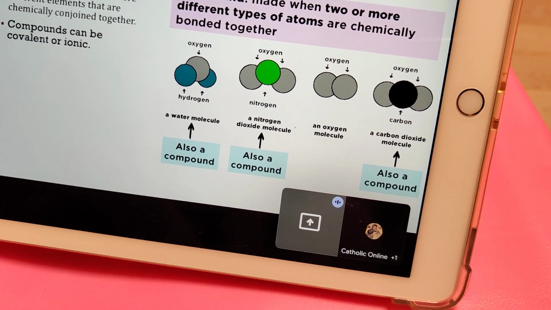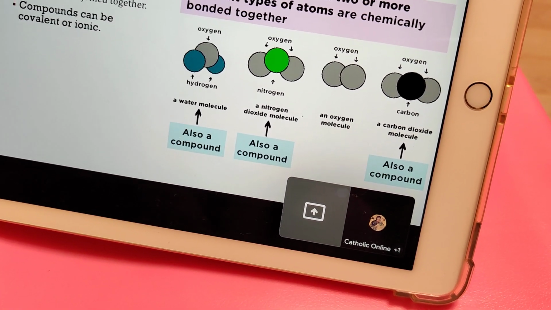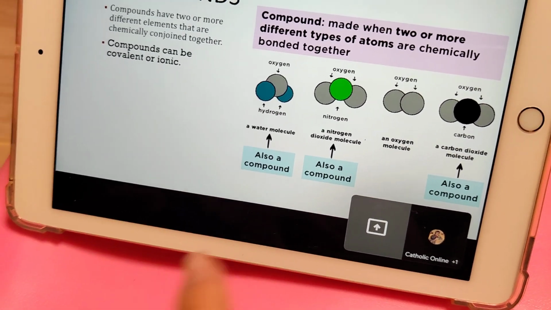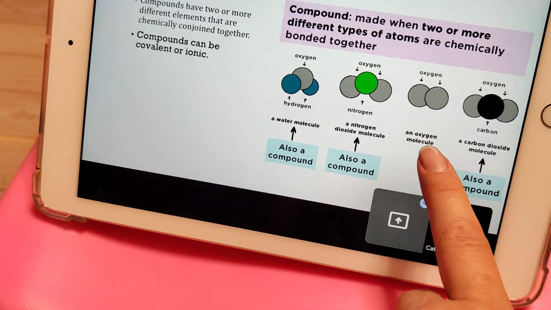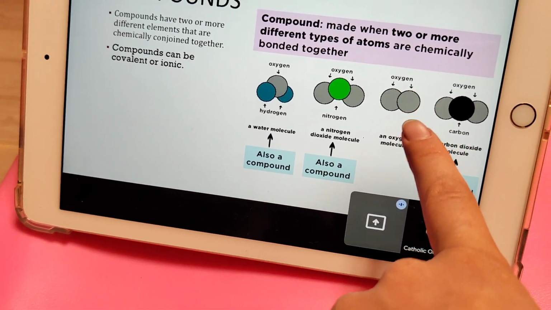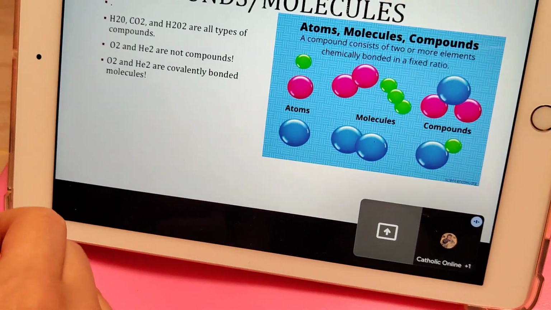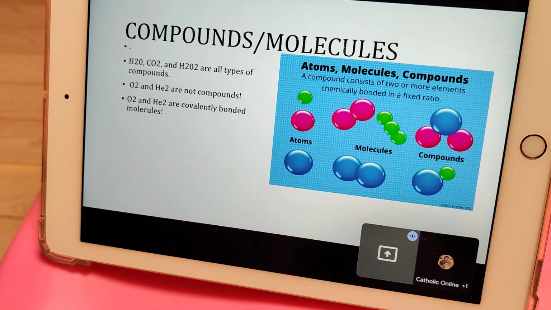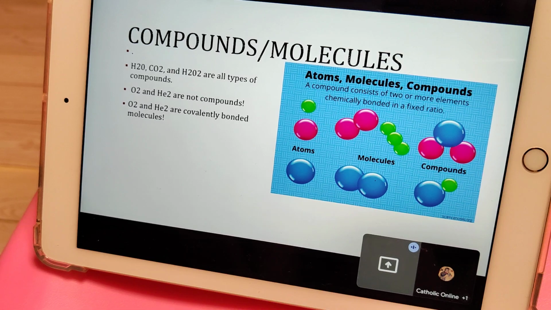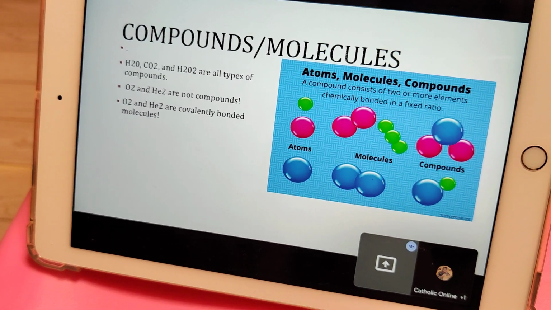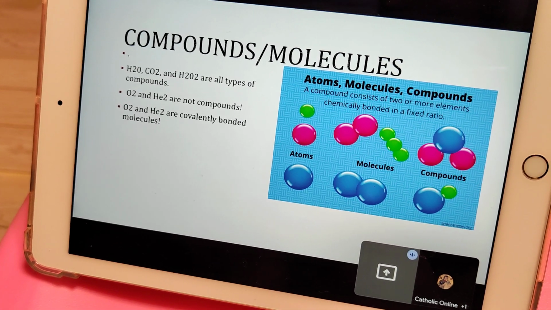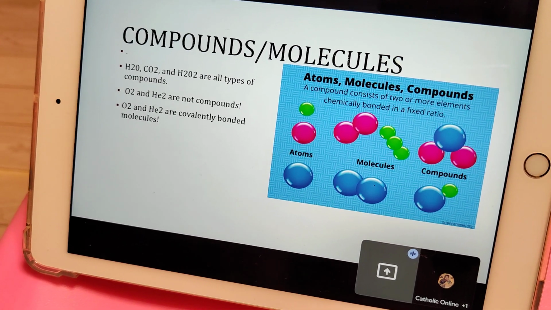A carbon dioxide molecule, also a compound. So water you can call it a molecule or a compound, but you can't call oxygen a compound. It's just a molecule because it has only one type of atom. Okay. Compound molecules: H2O, CO2 and H2O2 are all types of compounds. O2 and helium-2 are not compounds. O2 and helium-2 are covalently bonded molecules.